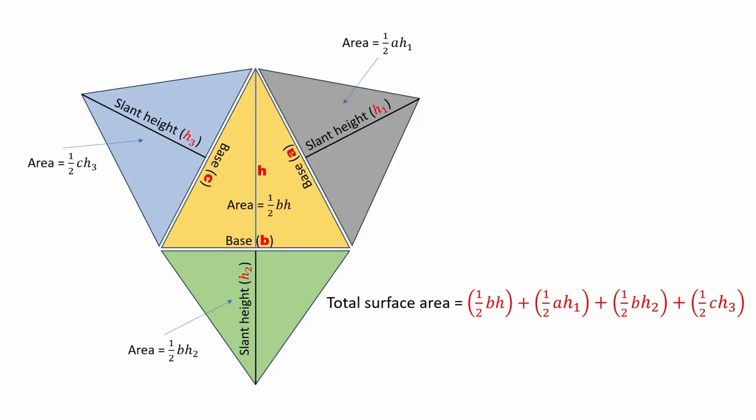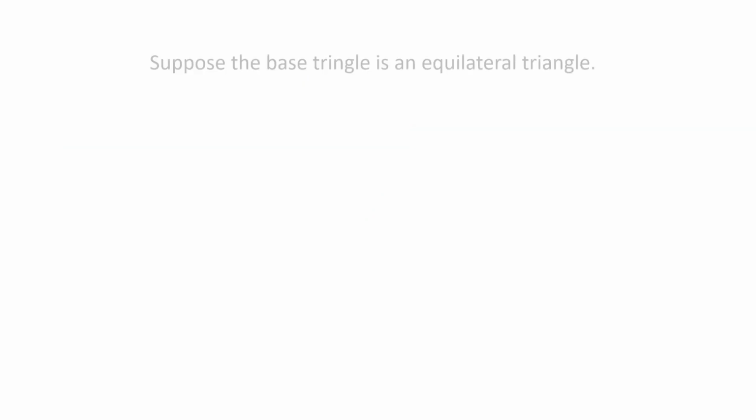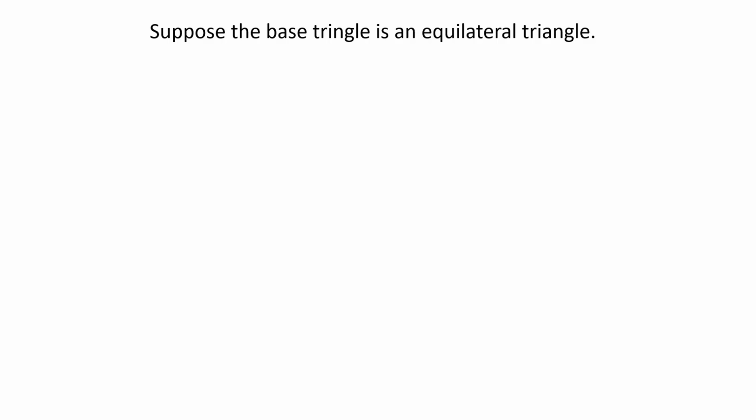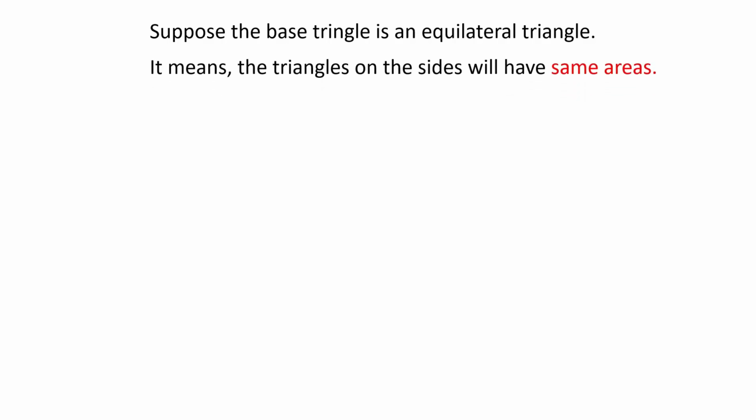So, I realize that in many question papers, the base triangle of the pyramid will be an equilateral triangle, which means all the sides are equal. Suppose the base triangle is an equilateral triangle. It means that all the triangles on the sides have the same areas. We just have to calculate the area of the base triangle and then one of the side triangles, and then we multiply by 3. Let me demonstrate this with a diagram.